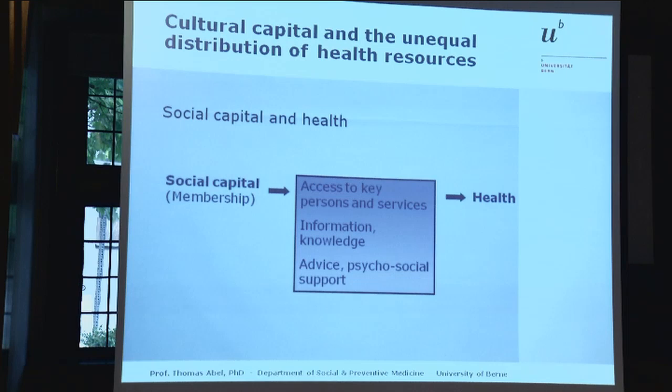Social capital points to networks that provide resources helping with health outcomes. For example, networks provide access to persons, services, knowledge, education and advice, and psychosocial support.